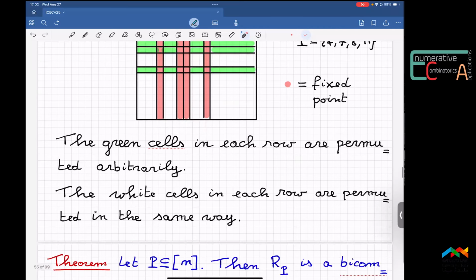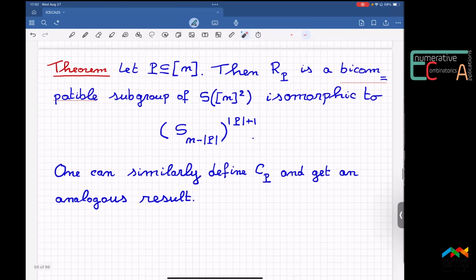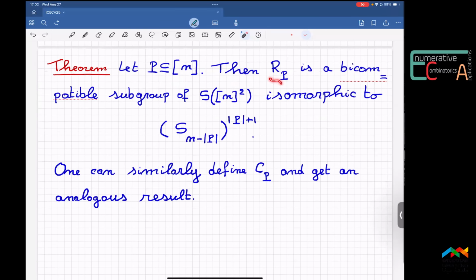So this is our subgroup, and this is the result that we obtained. This is a B-compatible subgroup. It's easy to see it's isomorphic to S_{n-|P|} to the power |P|+1. You have something similar for columns. And indeed, if the cardinality of P is 1, you get an isomorphic subgroup of Out(Sn) in general. And if P is 1, you get a corresponding subgroup in the outer automorphisms also. So even after taking the quotient by inner automorphisms, it remains isomorphic to this.